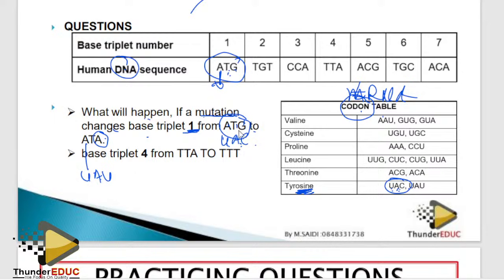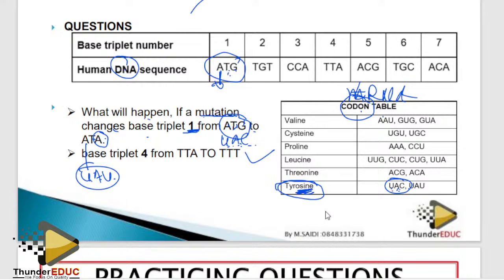So a change from this to this will lead from UCA to UAU. That's the first mark, converting this into codons. Is it clear? Which will code for the same amino acid, tyrosine. Therefore, there will be no change in the protein. Why? Because it's the same amino acid which is being coded for.